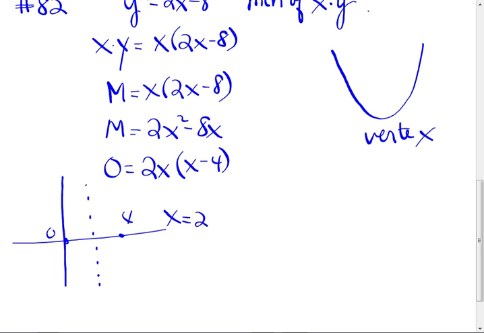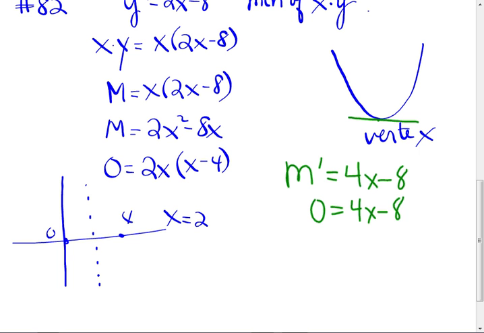Let's do the calculus. M prime is equal to 4x minus 8. What's true about the derivative at this point? 0 equals 4x minus 8, and so x equals 2. But let's answer the question. What is the question asking? It says, what is the minimum value of the product?